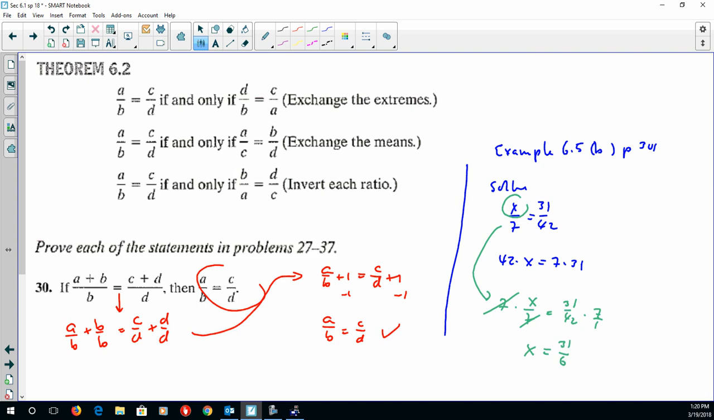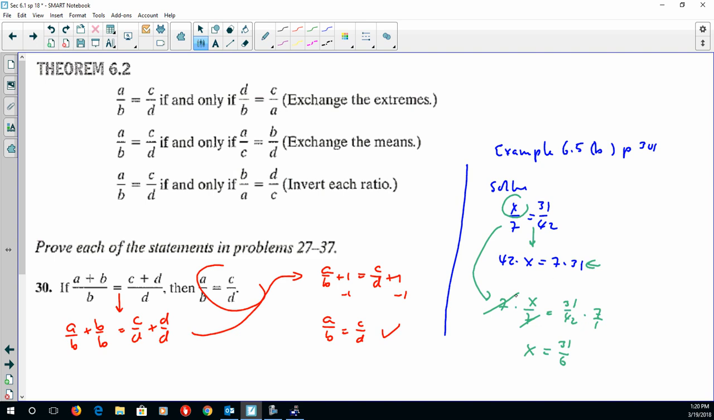So if I see someone take a problem like this, x over 7 equals 31 over 42, and do this to it, then I tend to think they don't exactly understand what it is they're supposed to be doing. You're supposed to isolate the x, so you don't need to move the 42, you just need to move the 7.